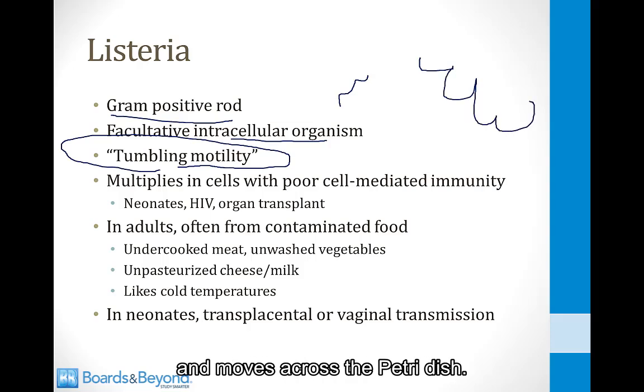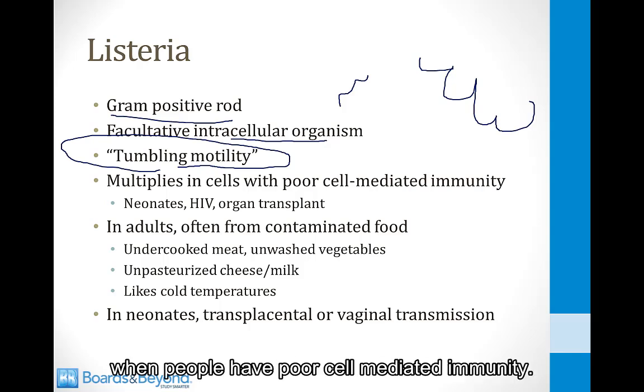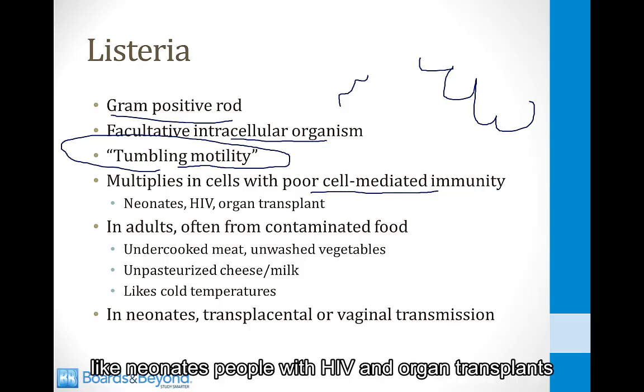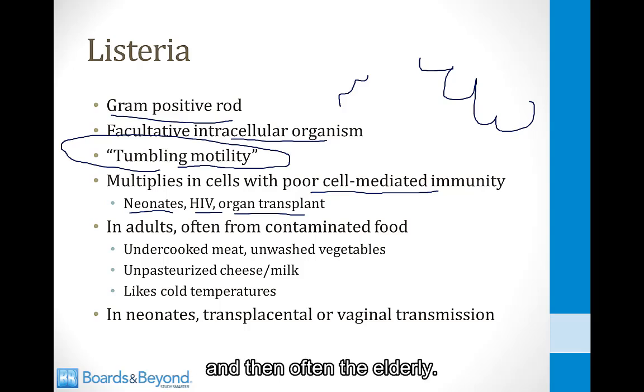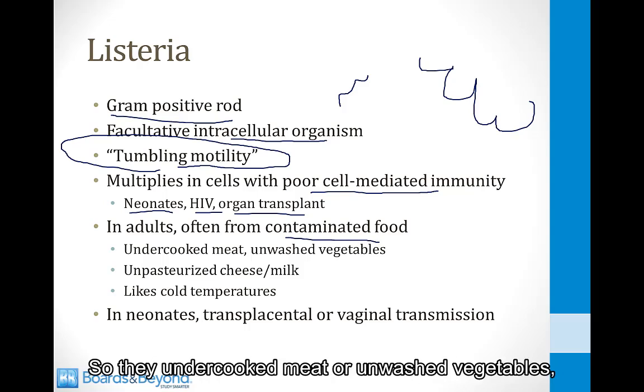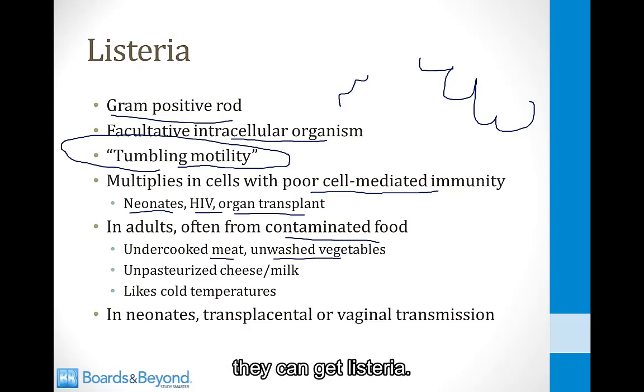the petri dish. It multiplies in cells when people have poor cell-mediated immunity, so that's how you can remember that it's going to infect people like neonates, people with HIV and organ transplants, and then often the elderly. In adults, they usually get this from contaminated food, so they eat undercooked meat or unwashed vegetables, they can get listeria.